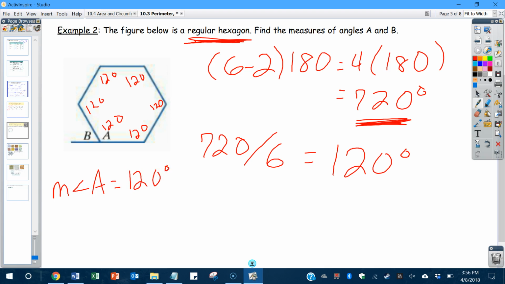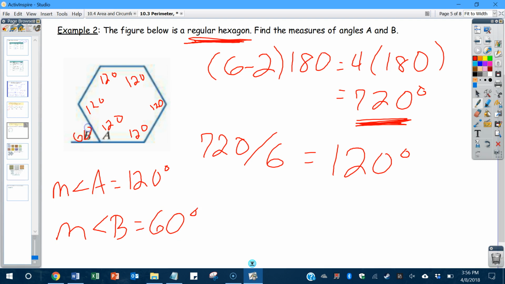And then angle B we can find now because notice this is a straight line, and it's got a segment coming out of here. So these are supplementary angles. They add up to be 180. So the measure of angle B is going to be equal to 60 degrees. You add those up, you get 180 degrees. So that's how I would do that.